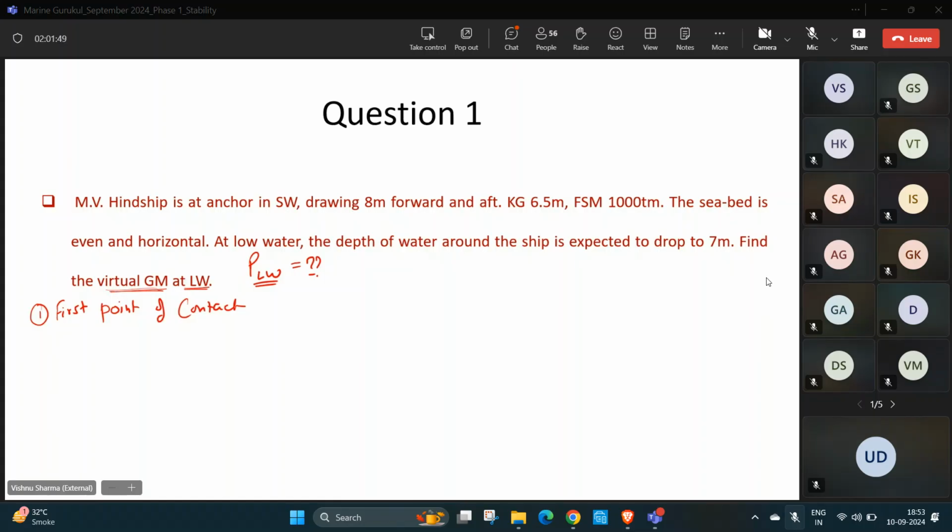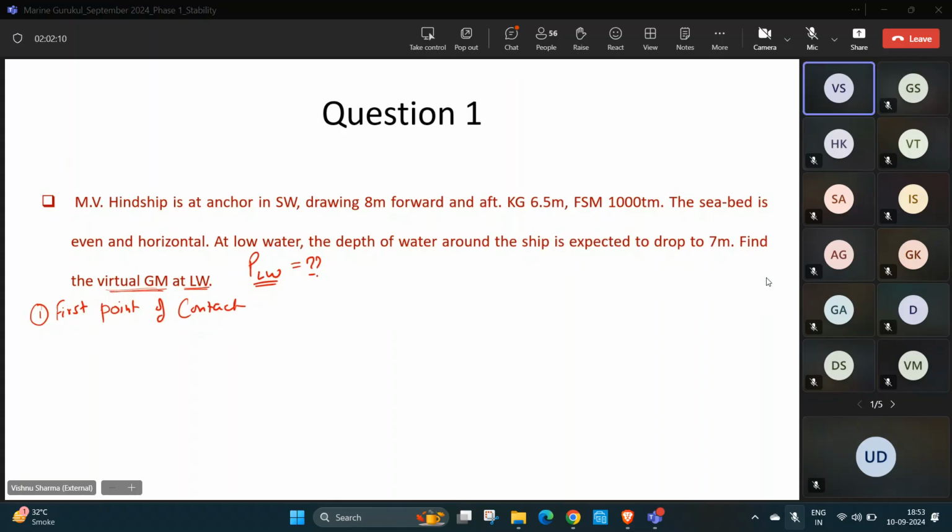Yes, sir. And once you get P at low water, then you know what you were doing in dry docking. You'll get KM for W minus P and follow the process and get the GM. Am I right? Yes or no? Correct? So what is our effort? Our effort is to find P.